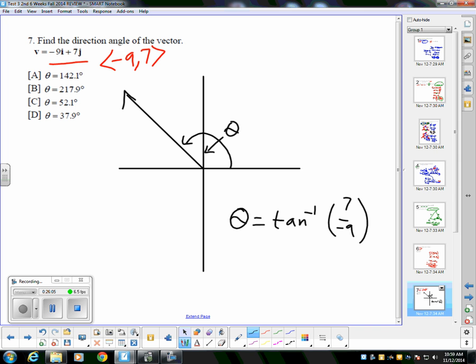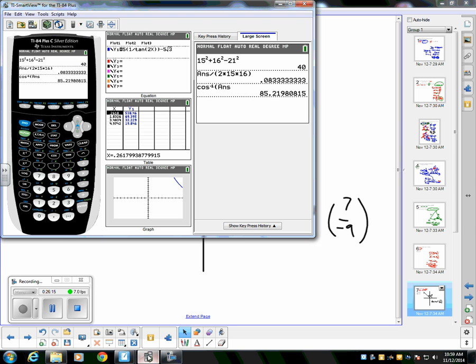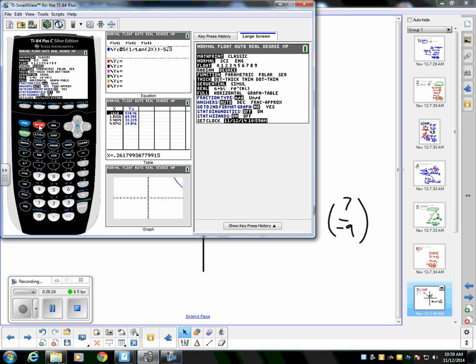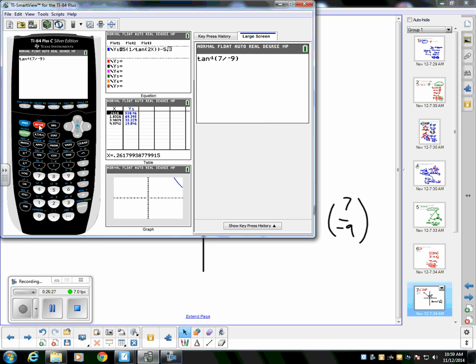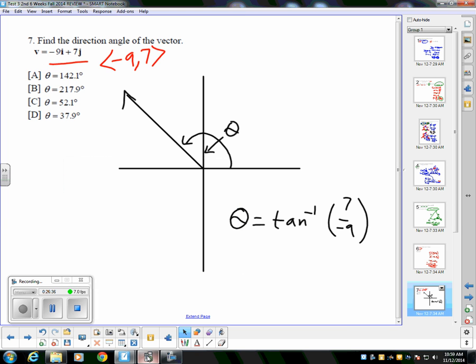It's always the y component divided by the x component. Now, if I go into my calculator, I'm going to have the arctan of 7 divided by negative 9. And again, I want to make sure I'm in degree mode, and I am. Now, that angle is a negative angle. It's negative 37.9. We'll call it negative 37.9 for brevity's sake. So theta equals negative 37.9.